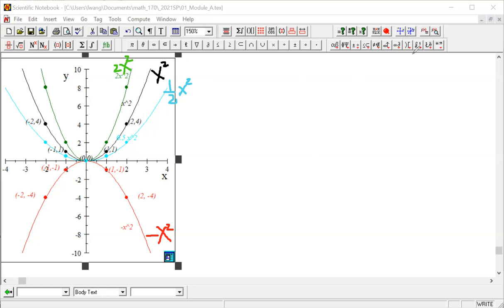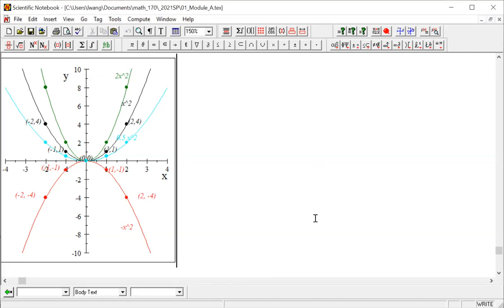Obviously, the domain for x squared is all real numbers. And all of these functions, their domains are all the same. They're all real numbers. Okay, so I'm going to clean this up. Clean all drawings. Let's work on the domain and range. And all three, x squared, 2x squared, and half x squared, they have the same domain and range.